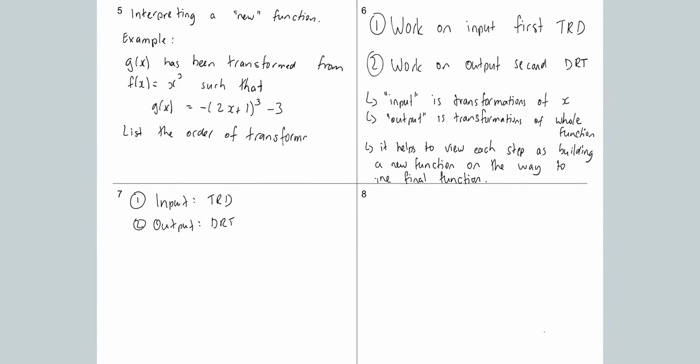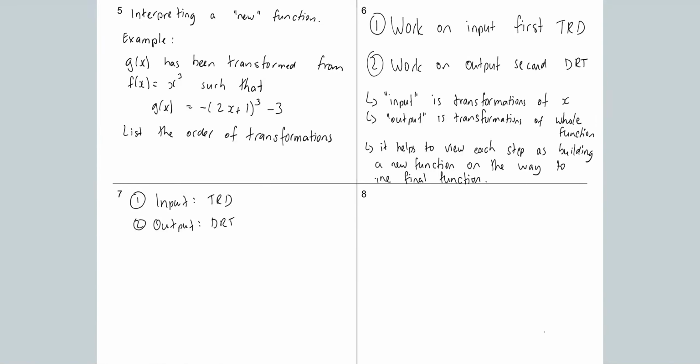So you can see here that we've been given the function g of x equals negative (2x plus 1) all cubed minus 3. And we're told that this is a transformation from the base or parent graph of f of x equals x cubed. Okay, good. And it says list the order of transformations.